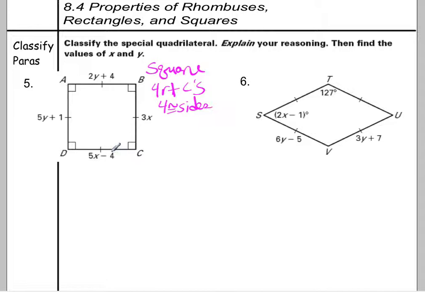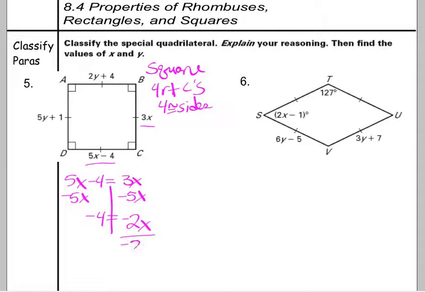All the sides are congruent to each other, so I need to find ones with matching letters. So 5x minus 4 is equal to 3x. So I'm going to get my x's together. All I have are 3 x's on the right side, so I'm going to move my 5 x's by subtracting 5x from both sides. That will give me negative 4 equals negative 2x. Now to get x alone, I'm going to divide by negative 2. And that gives me 2 for x. So x is 2 for this problem.